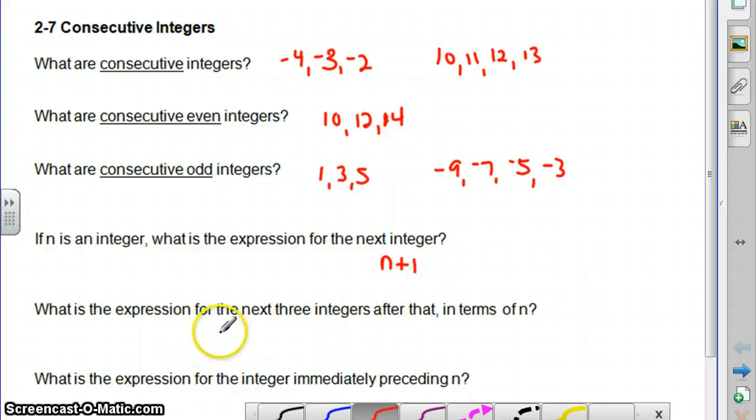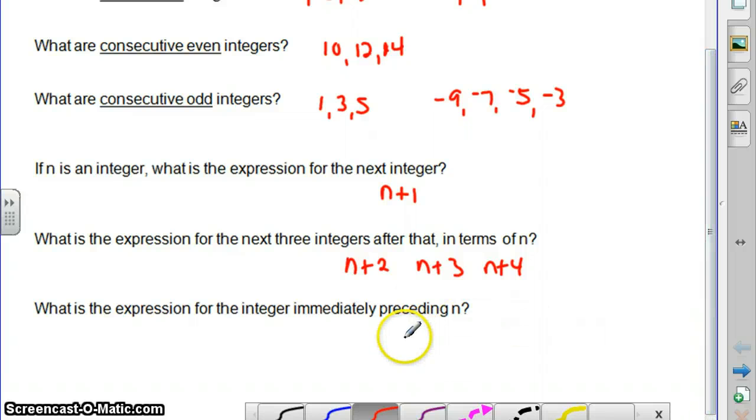What is an expression for the next three integers after that? Well, the first integer was n, the next one was n plus 1. The one after that would be n plus 2, and the one after that would be n plus 3, and then after that we'd have n plus 4, and so on. We just keep adding one more to get to the next integer.